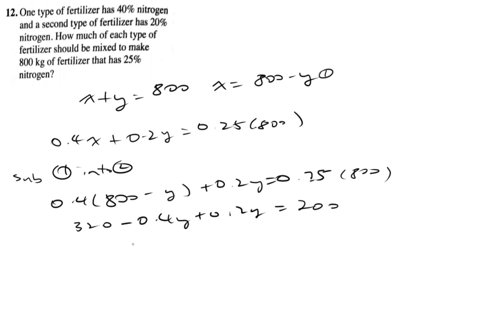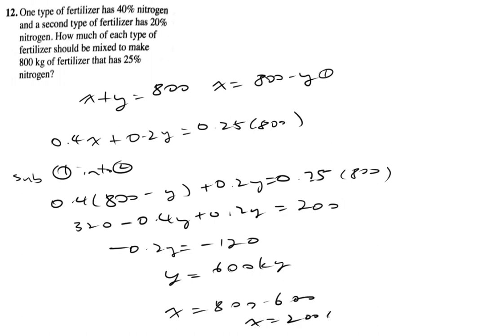So now if I collect like terms, I'm going to get negative 0.2y, and then I'm going to subtract 320 from both sides, which is equal to negative 120 now. So y will be equal to negative 120 divided by negative 0.2. I'm going to get y to be equal to 600. So y will be equal to 600 kg. And then if I sub it back into equation number 1, we get x to be equal to 800 minus 600. So x will equal 200 kilograms.